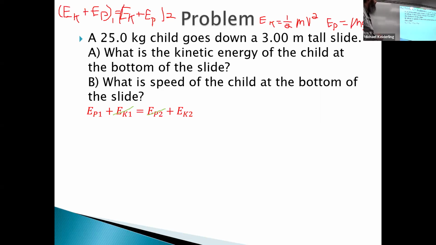So potential energy plus kinetic energy at time 1 equals potential energy plus kinetic energy at time 2. But at the top of the slide, the child isn't moving. So we can cancel initial kinetic energy. And at the bottom of the slide, well, that's the bottom. That's height 0. So there's no potential energy. So this simplifies to just potential energy 1 equals kinetic energy 2.